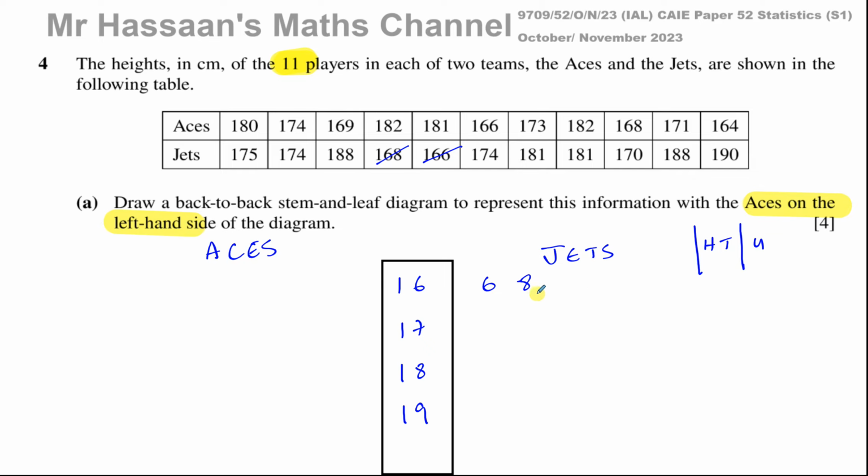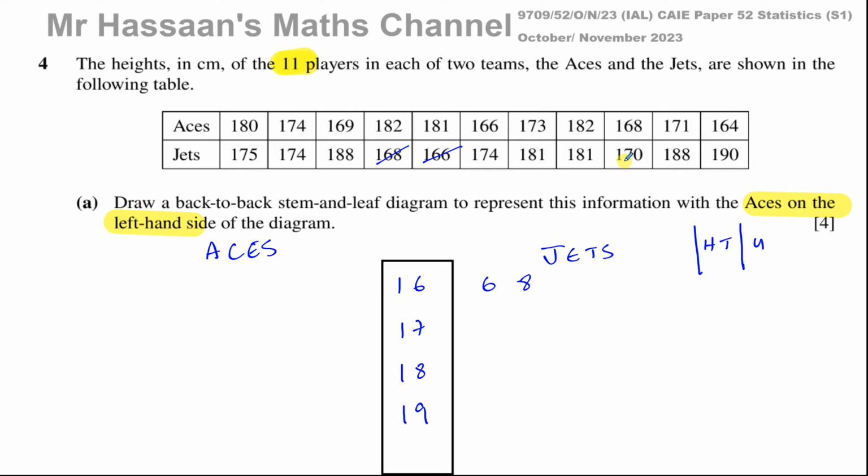Don't put commas between these numbers. They should be left as they are, with no punctuation between them. That's clearly mentioned in the mark scheme. Only 1 digit per entry in the leaf part. Then you have 168, that's done.